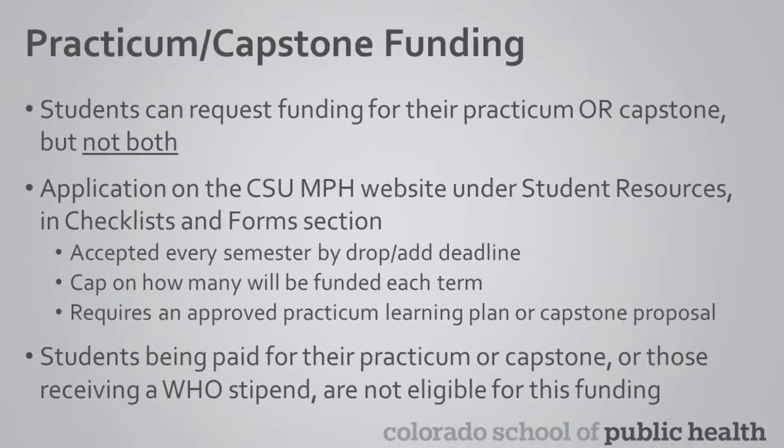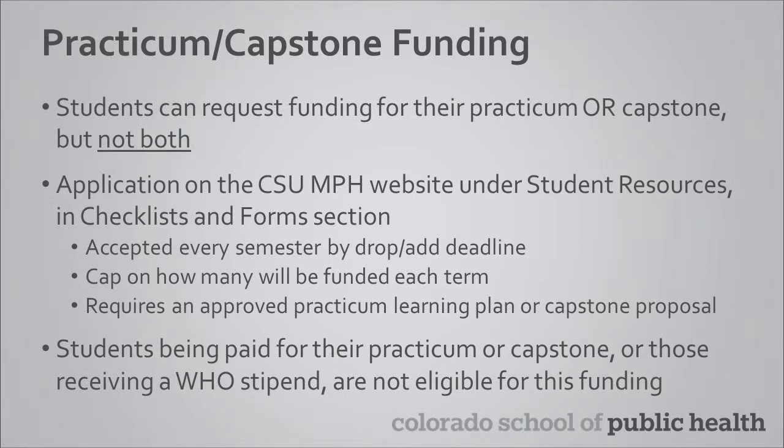The CSU MPH program sets aside funding each year to support student practicum and capstone opportunities. You may request funding for either your practicum or your capstone project, but cannot receive funding for both. The application to request this funding can be found on the Pre-Practicum Canvas site. The amount of the stipend or the number of stipends that are funded may vary from year to year. These requests are funded on a first-come, first-served basis.